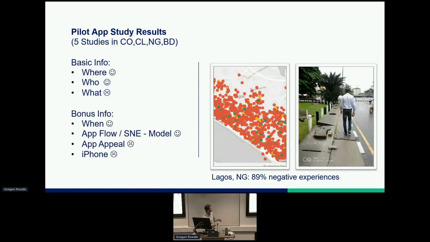So we did 5 case studies, one in Colombia, with Medellin, and in Chile. We did one in Nigeria and in Bangladesh, which I wasn't part of, but we got to see the data. It was kind of interesting too. And then we quickly evaluated. So the where was there. Okay, we had a situation. We knew who, because we asked people to provide a basic profile. But the what was a bit of a problem, as you see in the map. So this one.